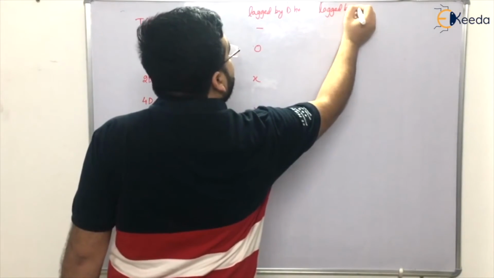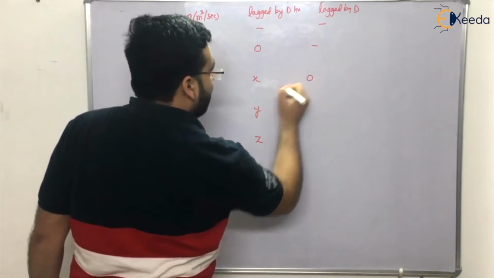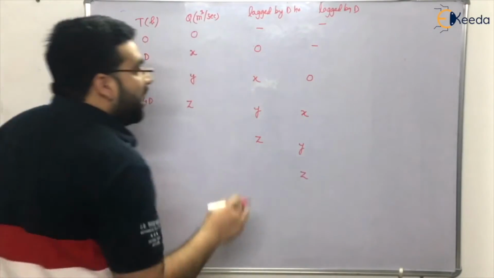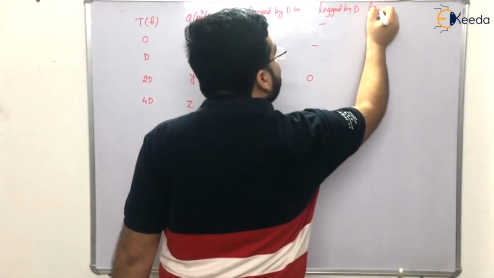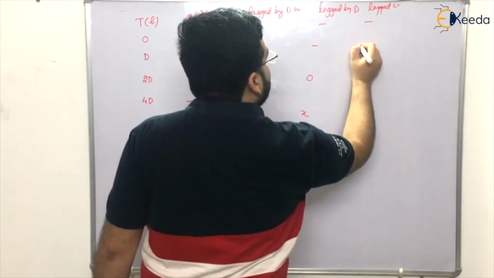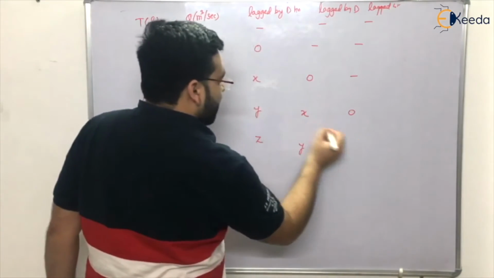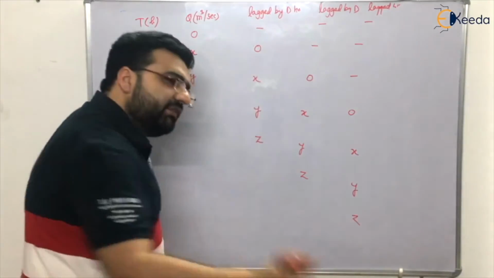Again lag by D R S, right? Dash, dash, it will be 0, it will be x, it will be y, it will be z somewhere here. Again lagged by D R S, an infinite number of times, again lagged by D R S, and you have now 0, now you have x, now you have y, now you have z, and so on. It will keep on.